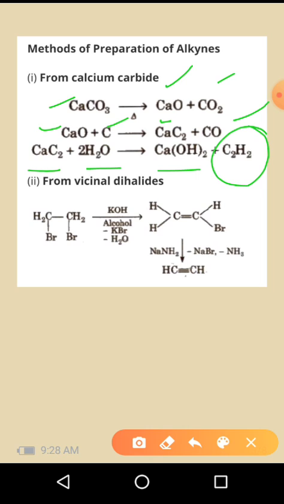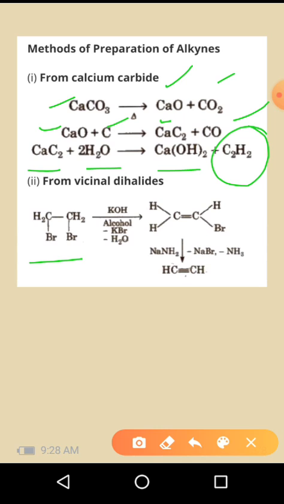Second one is from vicinal dihalides. Vicinal dihalides, when treated with alcoholic potassium hydroxide, undergo dehydrohalogenation. One molecule of hydrogen halide is eliminated to form alkenyl halides, which on treatment with sodamide give alkynes.